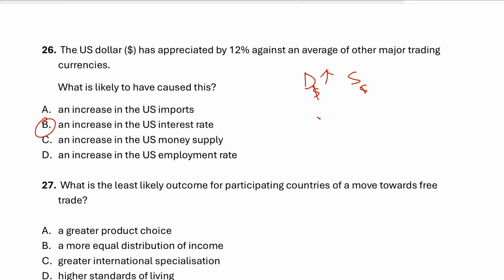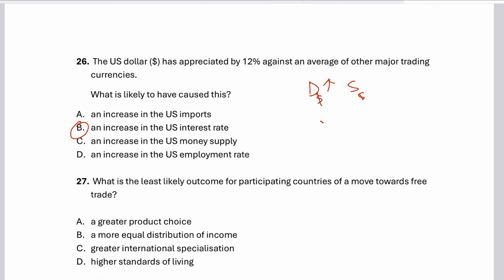So that makes B the correct answer, because higher US interest rates would attract foreign investors, because they would earn higher returns by depositing money in the US. It would attract hot money inflows, so the demand for dollars would go up, and the dollar would appreciate. So that would make 26 B the correct answer.